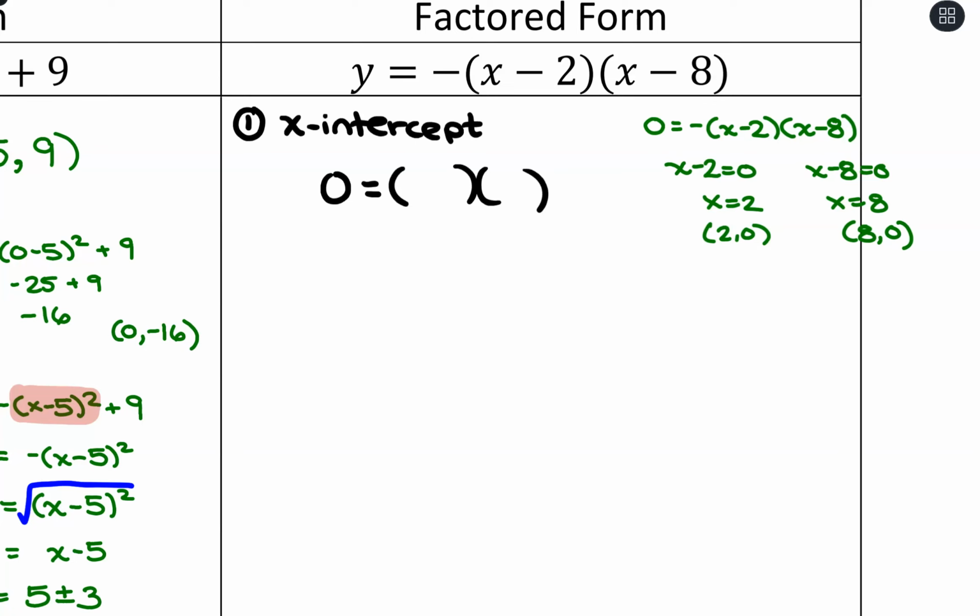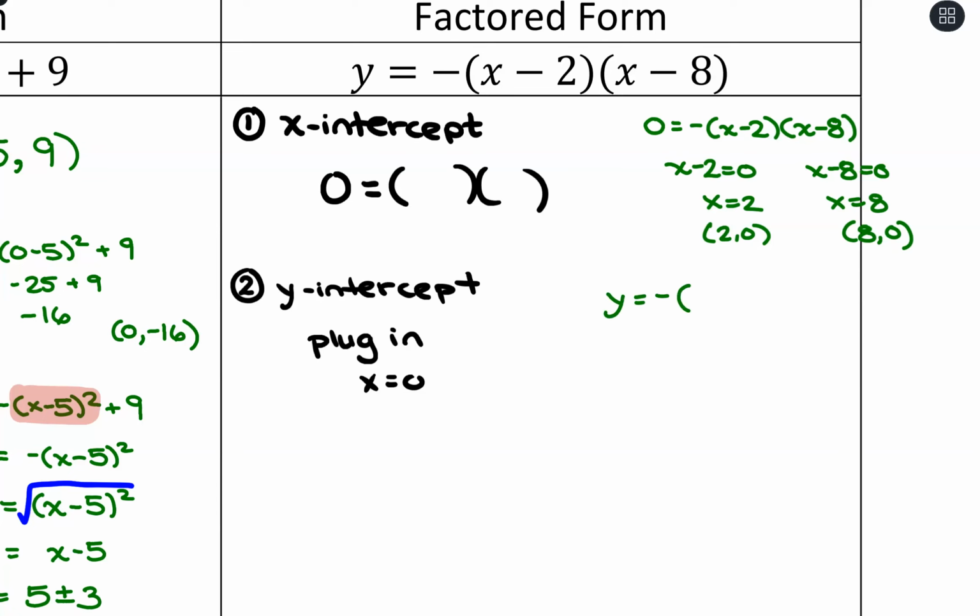And then from there, we could go to our y-intercept. Y-intercept's never too bad because it's just plugging in x equals 0. So we're going to plug in x equals 0. So we'll have y equals negative (0 minus 2)(0 minus 8). So y equals negative 16. And that'll give us the coordinate (0, negative 16).